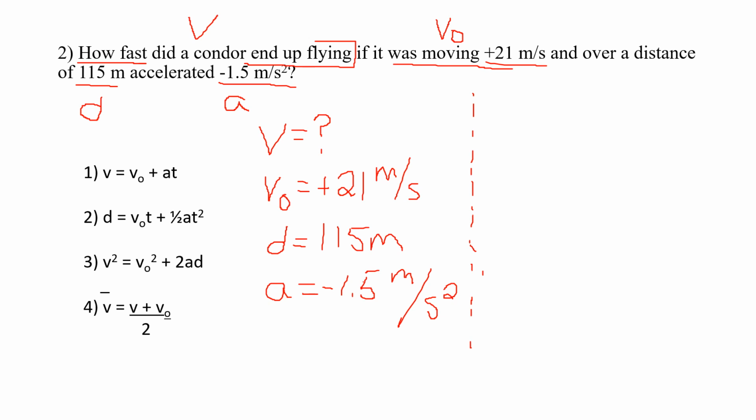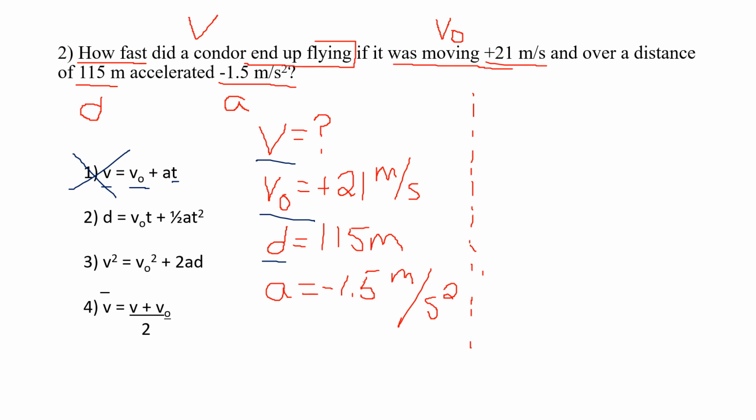And start cross-checking. I have a velocity. So this is what I do. I just go through them in order. I always start with 1. All right, I have a velocity. 1 has a velocity. I have a v naught. 1 has a v naught. I have a d. Oh no. I have a distance. There's no distance in this equation. In fact, this equation has a time, and I don't have a time. Can't be the first equation.